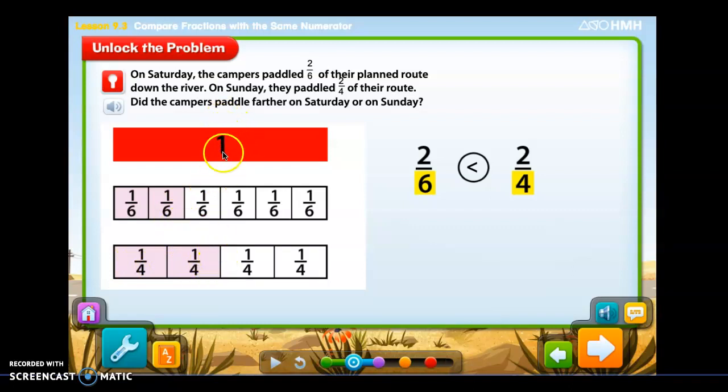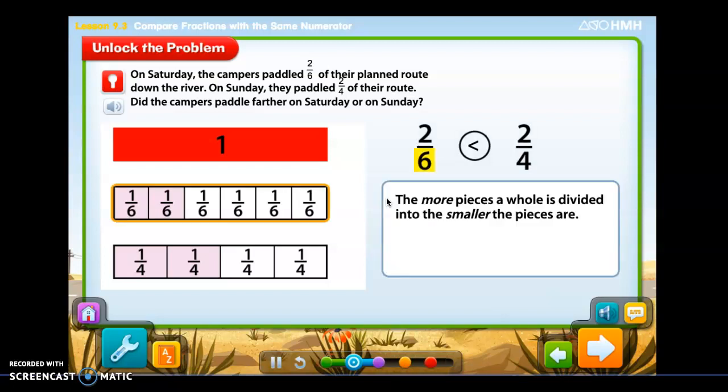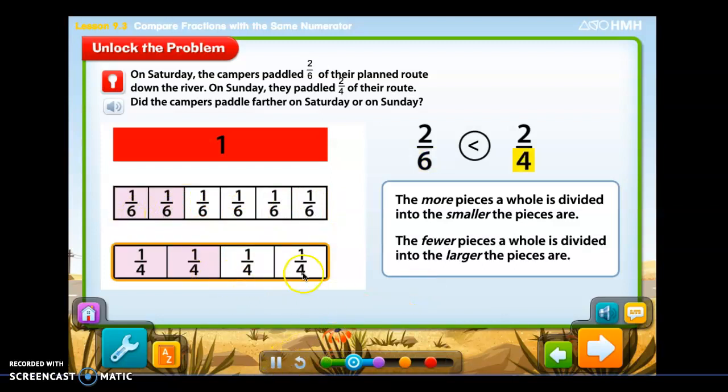They were halfway. If you put an invisible line, it's halfway of the entire trip. Here, they didn't get even halfway. It was less. That's why 2/6 is less than 2/4. Okay? Use the denominators to compare the shaded pieces of the fraction strips. How does the number of pieces affect the size of the pieces? The more pieces a whole is divided into, the smaller the pieces are. The fewer pieces a whole is divided into, the larger the pieces are. So 2/4 is larger than 2/6 because with fourths, the whole is divided into fewer pieces.